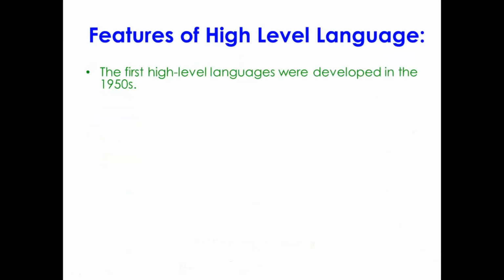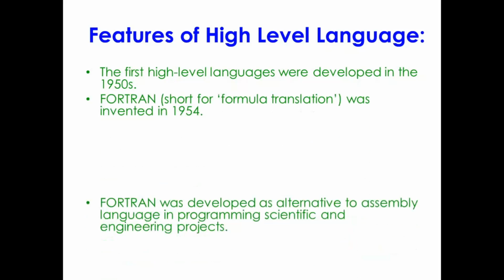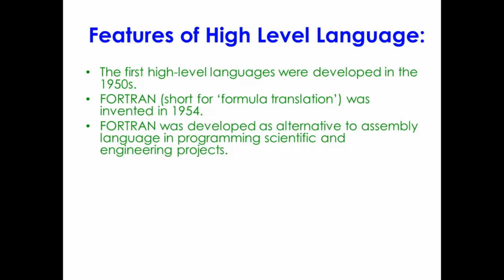Features of high-level languages. The first high-level language was developed in 1950s. The name of this language was Fortran, that is short for Formula Translation. Fortran was developed initially as an alternative for assembly language, and it was used for scientific and engineering projects. Assembly level language is harder to understand because the code is very hard. It's in zeros and ones, and some of the codes are in English. So as a replacement, Fortran was introduced.